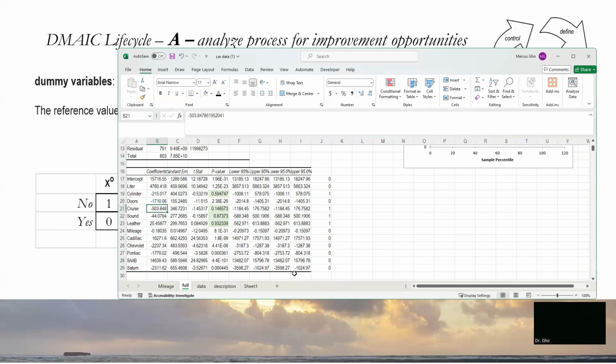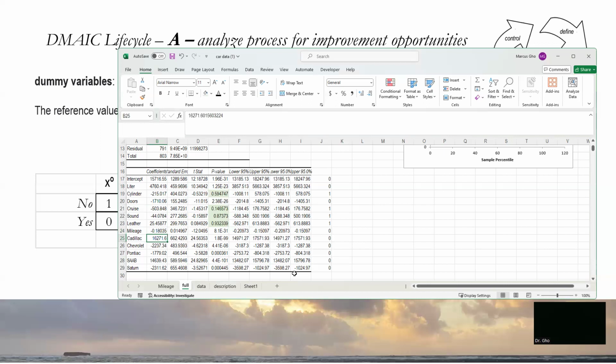Adding cruise control is negative. It's not very significant. There's probably some interaction with cruise control and something else. But the way this model interprets it, having cruise control loses $500 of value for the car. For the sound system, we lose $44. Having leather adds an extra $25. Each mile, you lose 18 cents. Now that's different from the 13 cents before. That's because this model is taking into account more than just the mileage. That's where this gets a little more important.